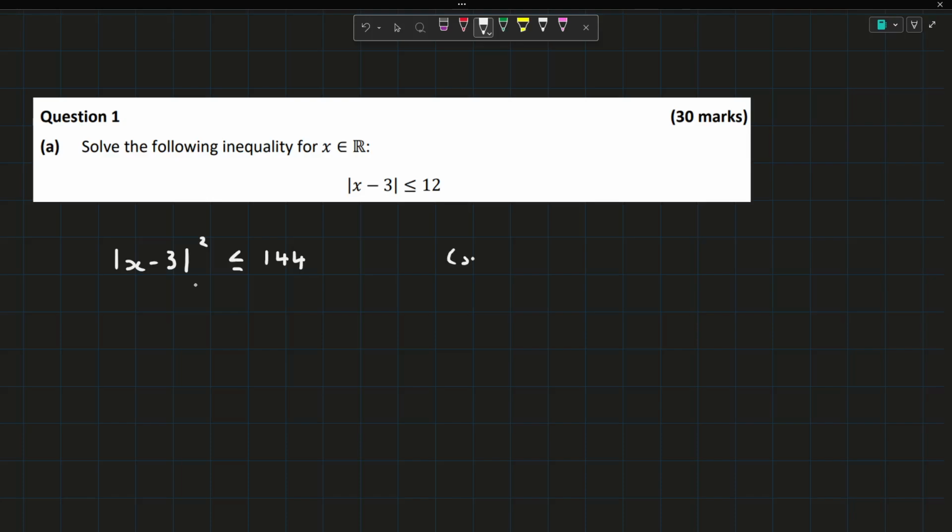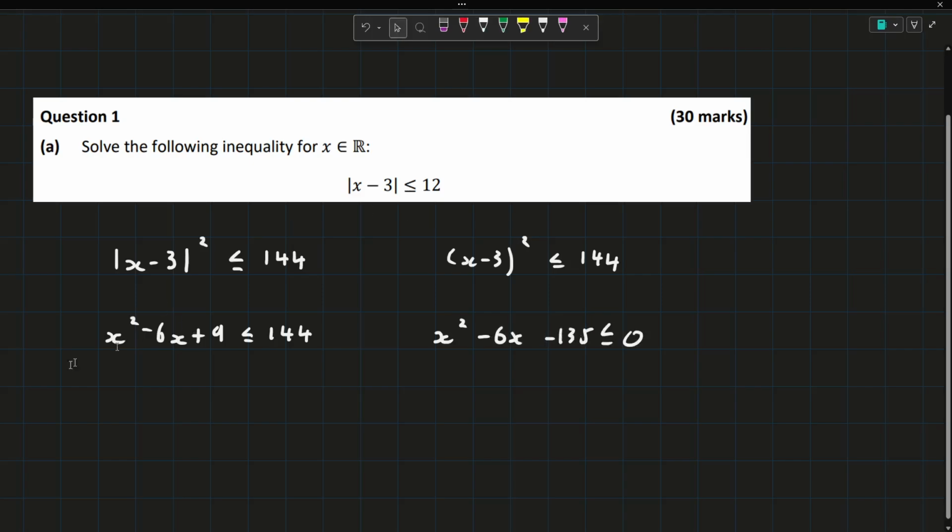So we can actually just write it as x minus 3, the whole thing squared, less than or equal to 144, because this is always positive anyway, so we don't need to worry about the absolute value. Then you can multiply out that bracket and you'll get x squared minus 6x plus 9 is less than or equal to 144. We can bring everything to the left side, and what you'll get is x squared minus 6x minus 135 is less than or equal to 0.